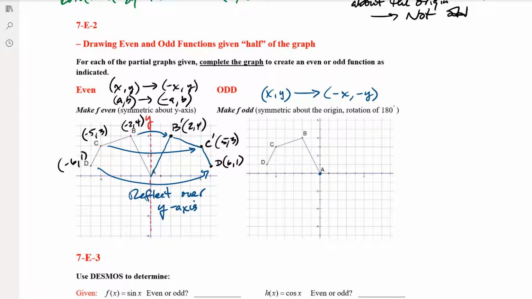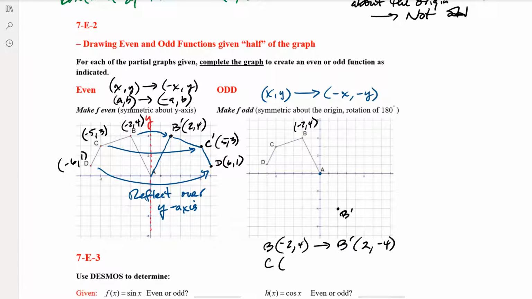So point B, again, this is at (-2, 4). Point B gets transformed. You have to take the opposite of both, so B prime should be at (2, -4). So you go right 2, down 4, so there's B prime.